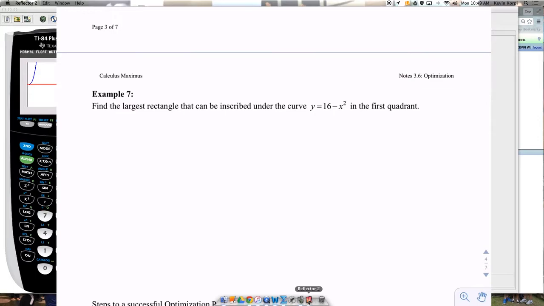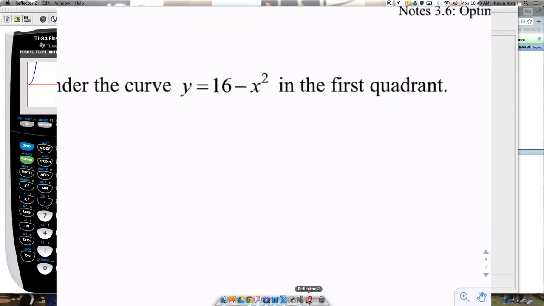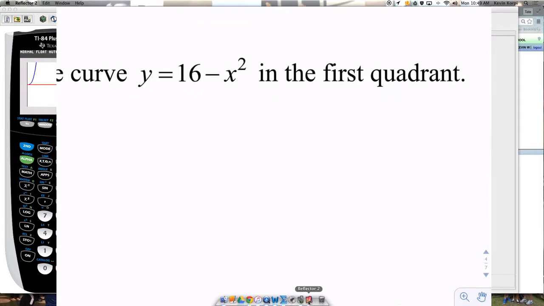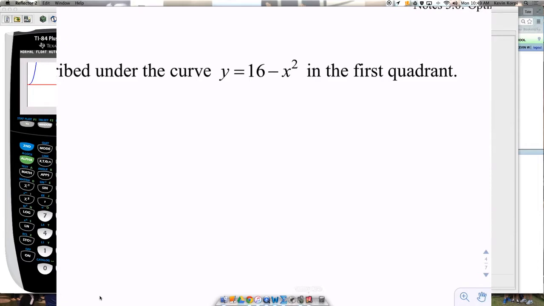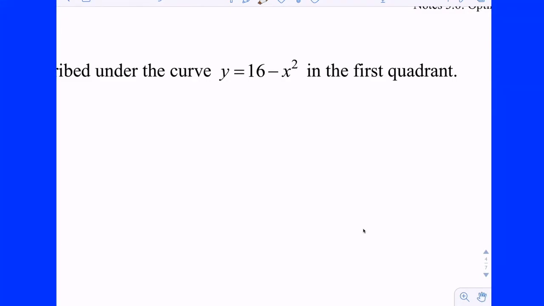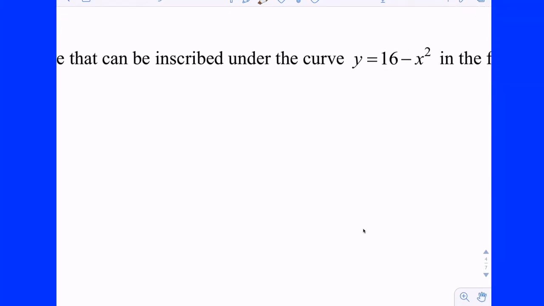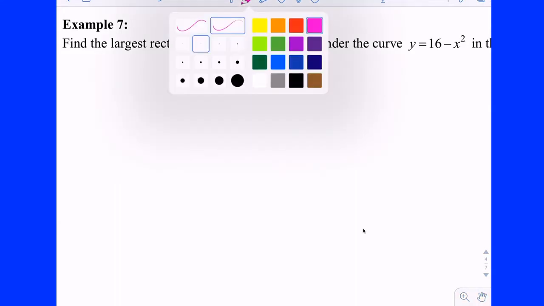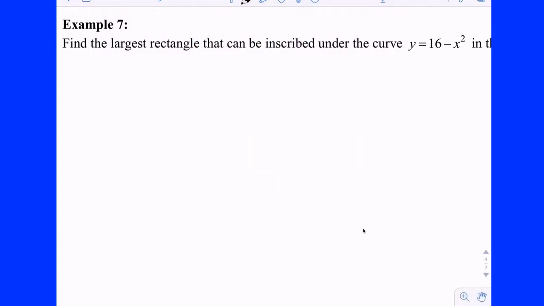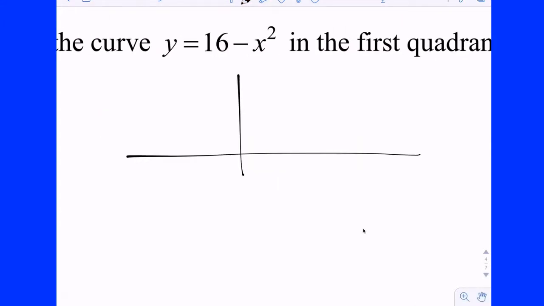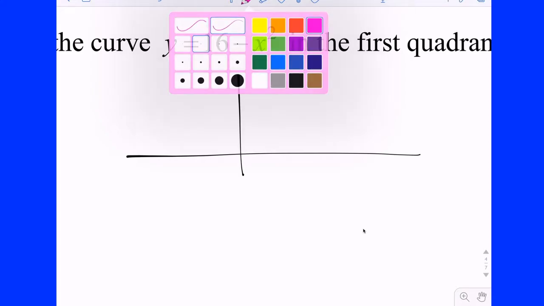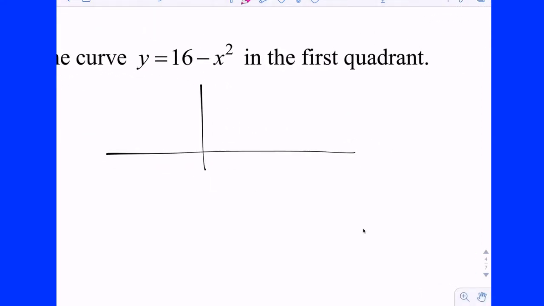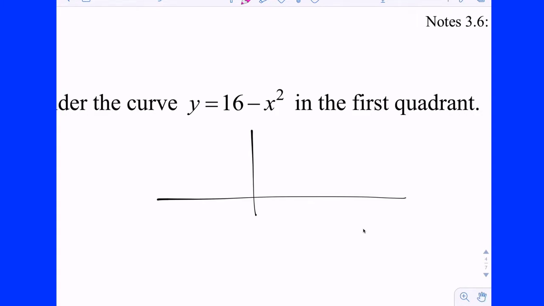Okay, this makes a good quiz question tomorrow. Find the largest rectangle that can be inscribed under the curve of y equals 16 minus x squared in the first quadrant. Is this optimization? Yes, how do we know? Largest rectangle. All right, is this one for which we can draw a picture? Yeah. You're not going to be graded on your artwork, but sometimes drawing a picture is helpful to orient yourself to what you're doing. Okay, so it says the largest rectangle that can be contained under the curve in the first quadrant for this graph, y equals 16 minus x squared.